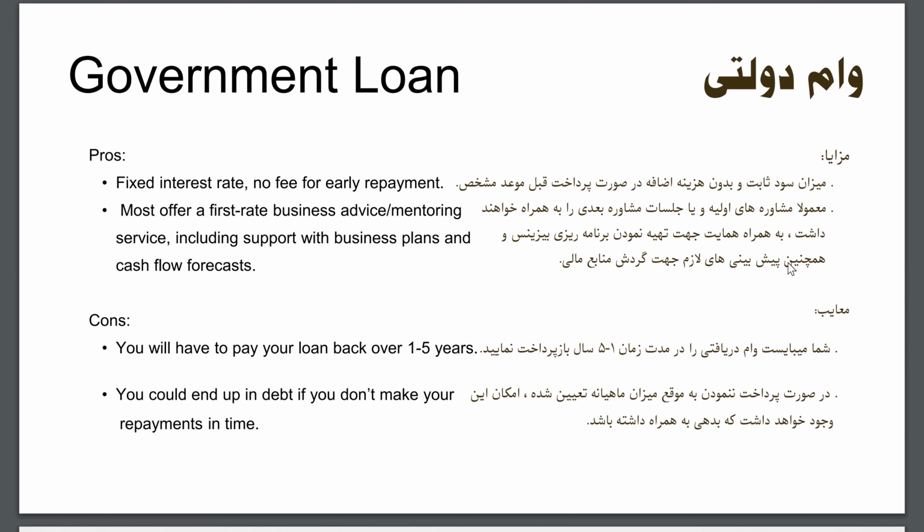With this, you have to pay your loan back in 1 to 5 years, but 5 at the latest. And then you could end up in debt if you're not making your repayments on time. If the monthly payments are not made on time, you may end up with a big debt again.